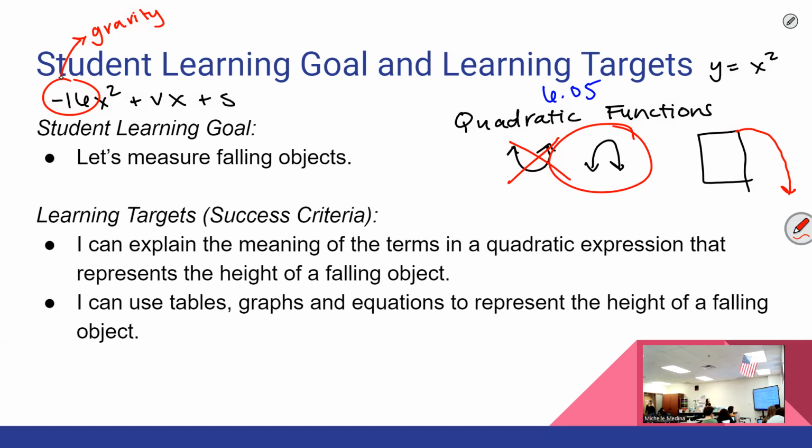The v would be velocity. That would go in front of the x. Because obviously if I throw something off the building versus just dropping it, that's going to have different speeds. So velocity, if it mentions it, would go in front of the x. And s would be for starting height. So if it says it was thrown off a building of 500 feet, you would expect the 500 to be in your equation.